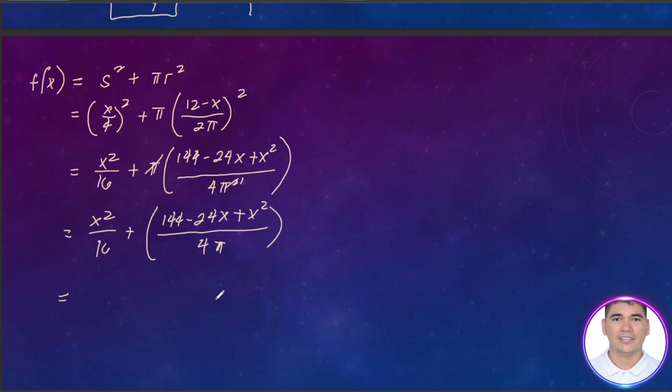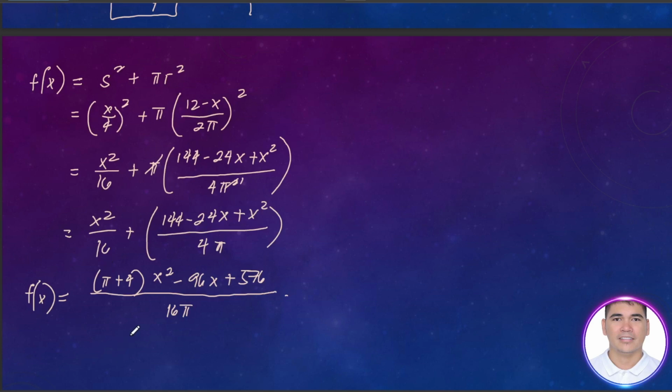Next, get the LCD, which is 16 pi. 16 pi divided by 16, we have pi. So pi x squared. Then the other side, 16 pi divided by 4 pi, we get 4, and multiply that. So simplify. The result will be pi plus 4 is common, x squared minus 96x plus 576. So just solve that.